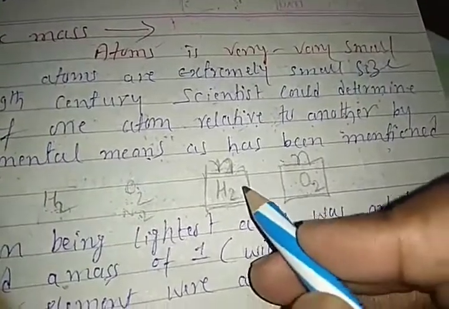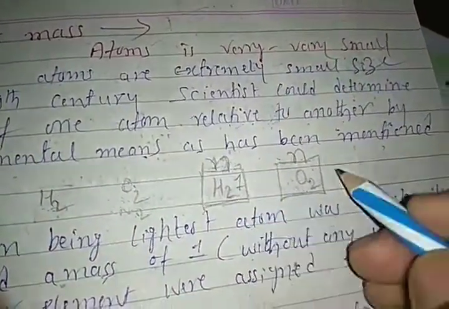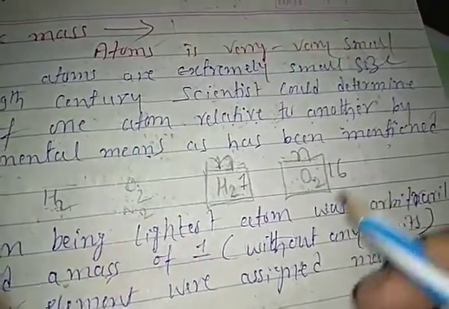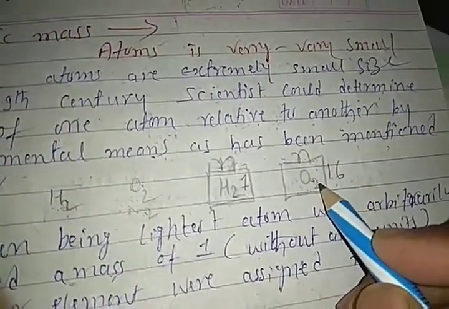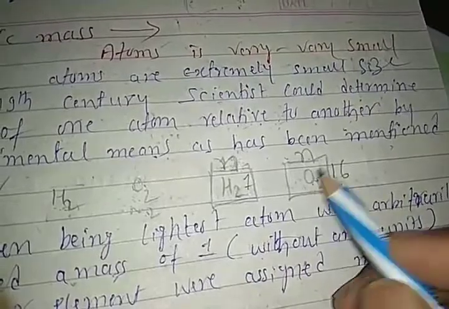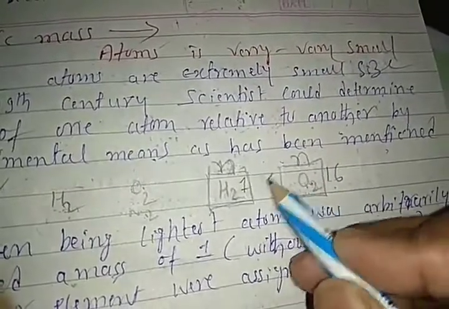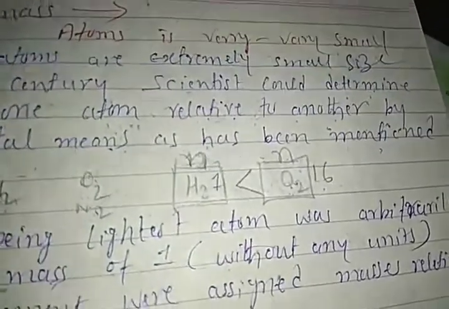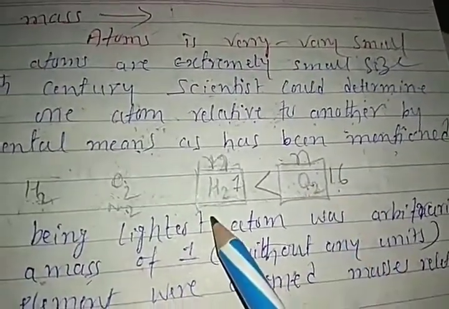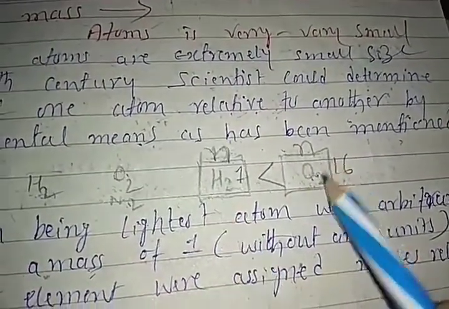The mass of hydrogen is 1 gram and the mass of oxygen is 16 grams. So it means oxygen is 16 times heavier than hydrogen. Right friends, oxygen is 16 times heavier than hydrogen.